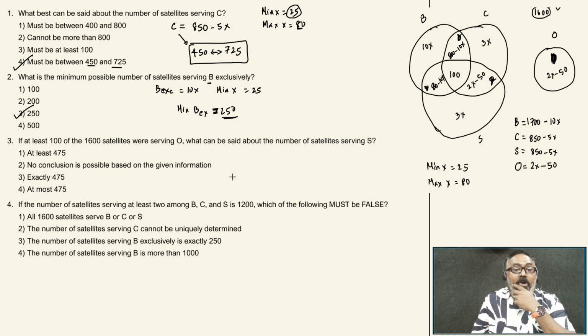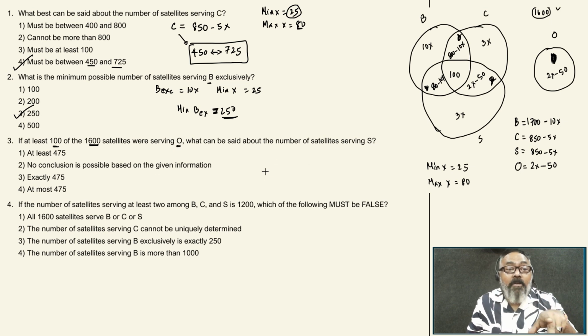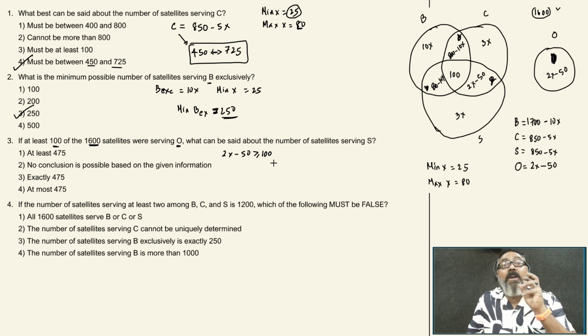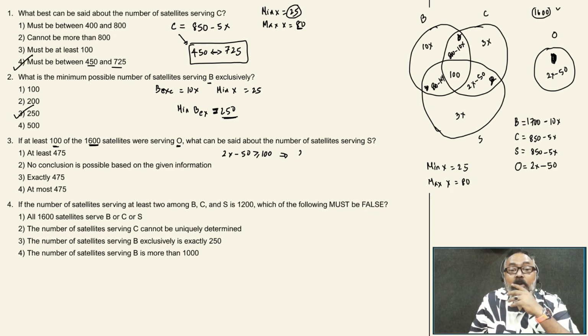Okay, now we got this one. If at least 100 of the 1600 satellites were serving O, what can be said about S? Now we have a new condition. At least 100 satellites were serving O. What does that mean? 2x minus 50 now has to be at least 100. Initially, to get the minimum 25, we took 2x minus 50 as at least 0. But now we're saying at least 100. What does that give us? 2x will be at least 150. That means x has to be at least 75.